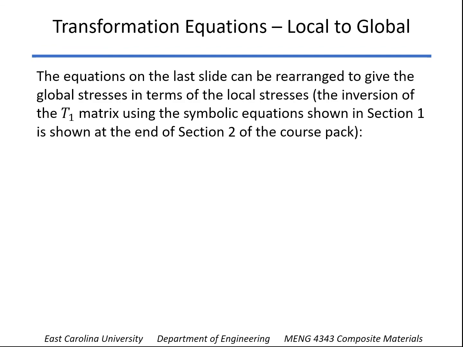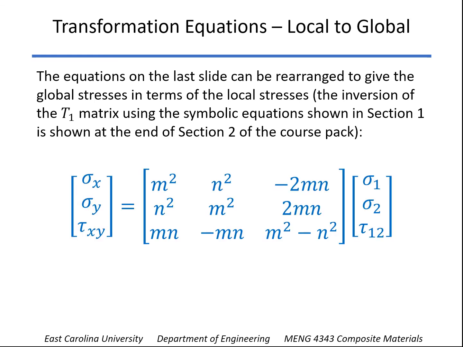Now, if I want to go from local to global instead, all we have to do is invert that T1 matrix. If you remember, in section 1, we showed how we could symbolically take the inverse of a 3 by 3 matrix. So if you go to the course pack notes right at the end of section 2, I go through that. And by the way, the determinant of that transformation matrix is exactly 1.